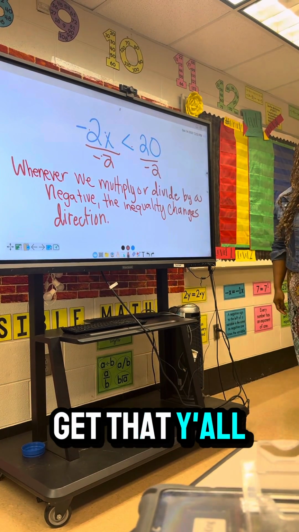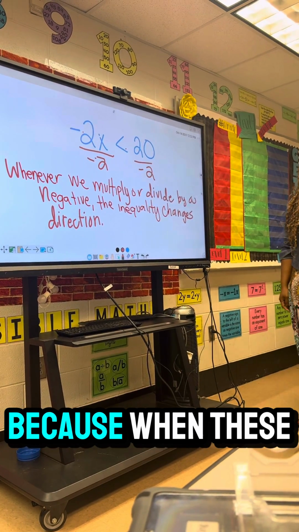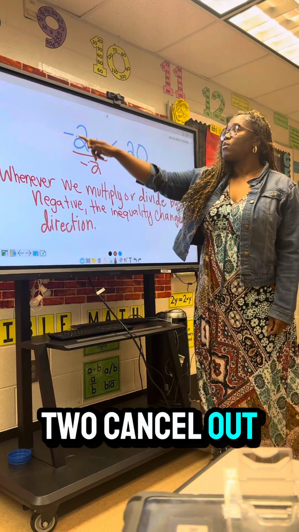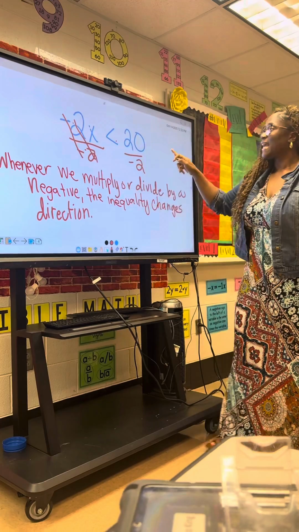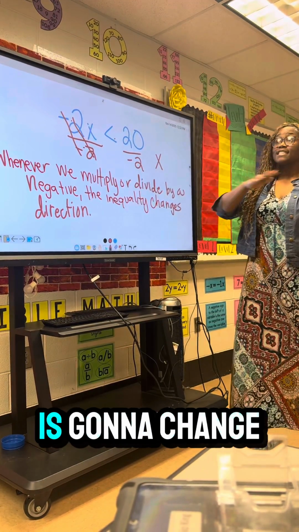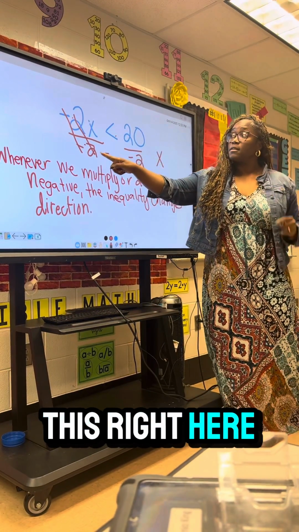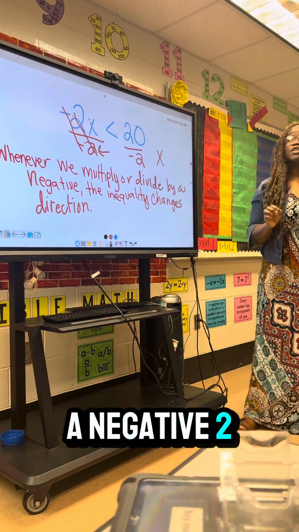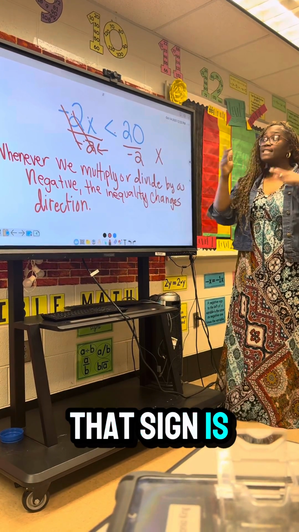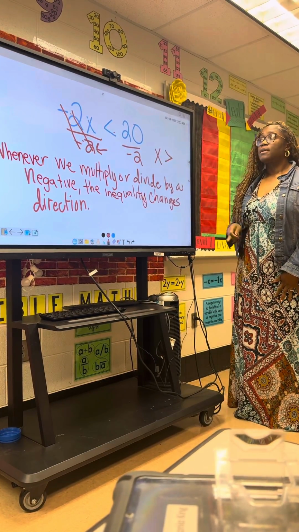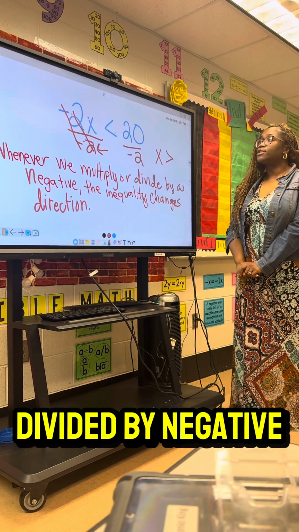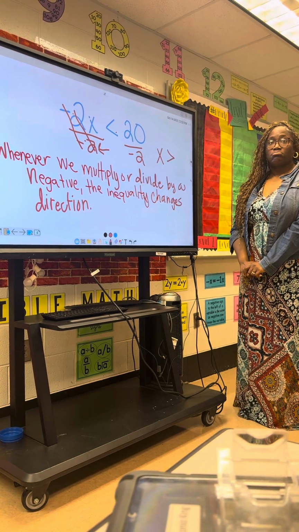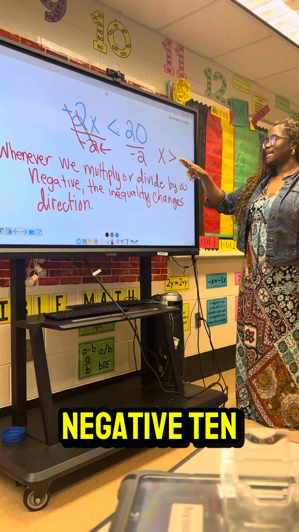Get that, y'all? Because when these two cancel out, the sign is going to change. This right here, because it was a negative 2, that sign is going to flip. And what's 20 divided by negative 2? Negative 10.